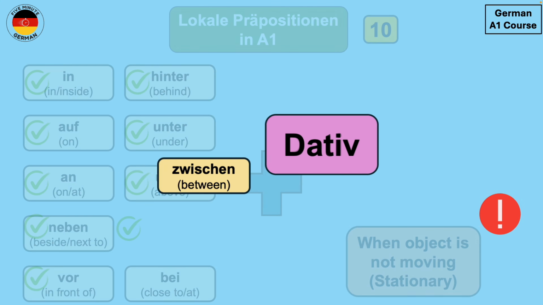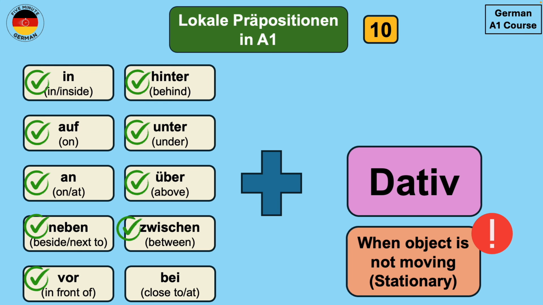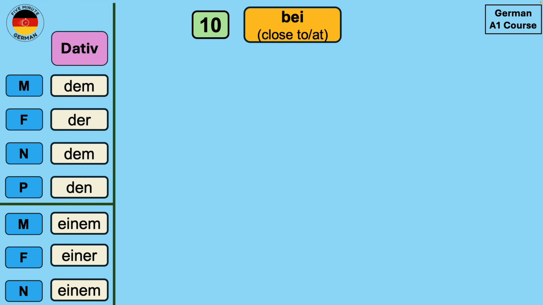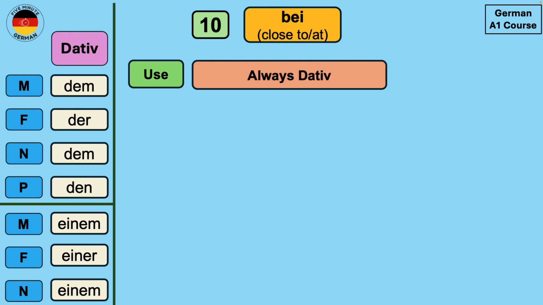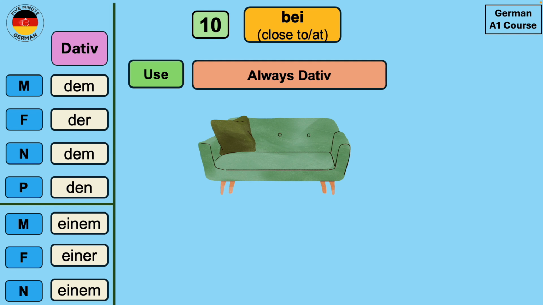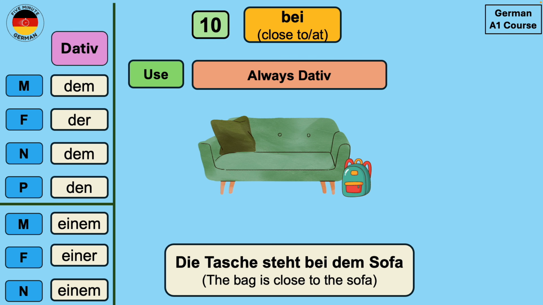Now going to the last preposition that we have, and that is bei, which means close to or at. And one important thing about bei is that it is always dative. So it will always take a dative article or pronoun after it. Now let's take an example. So we have this sofa and somebody places a bag close to it. Then we can say, die Tasche steht bei dem Sofa. The bag is close to the sofa or is by the sofa. And since it is always dative, that's why we use dem.